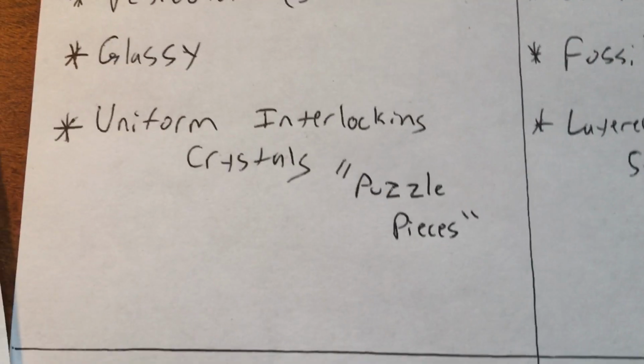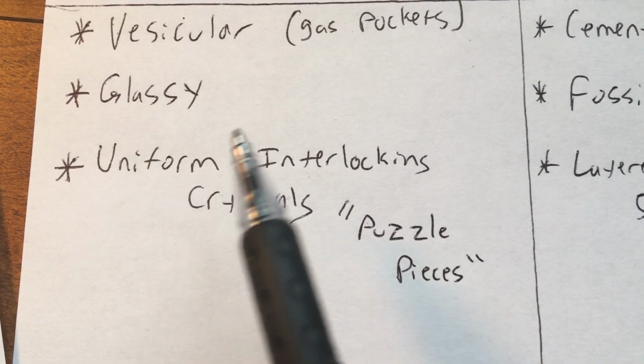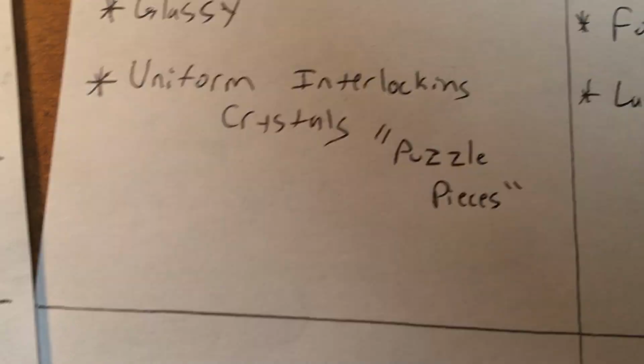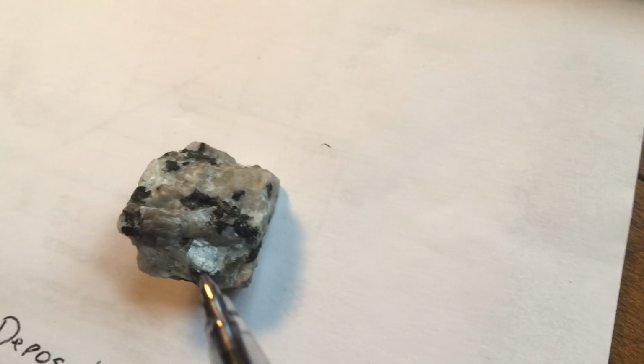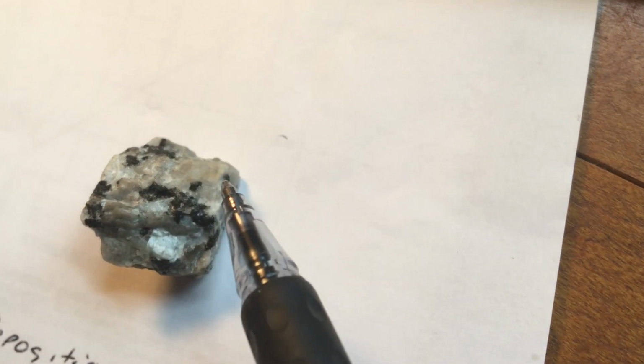And the word you're going to use is uniform interlocking crystals. All right, so here's what I mean by that. Here's a small piece of granite. I'll try to get it at the right angle for the light here. There we go. So this piece of granite is made up of all these separate individual little minerals, right?